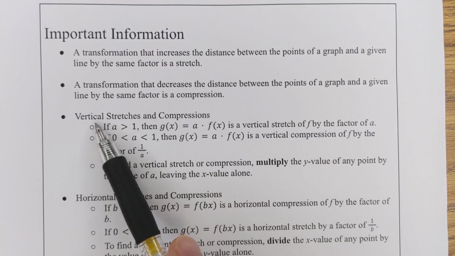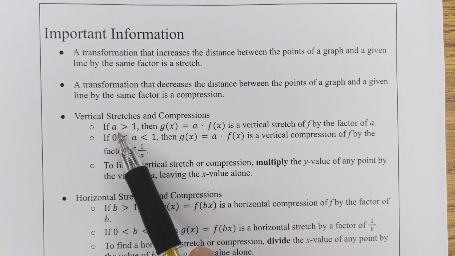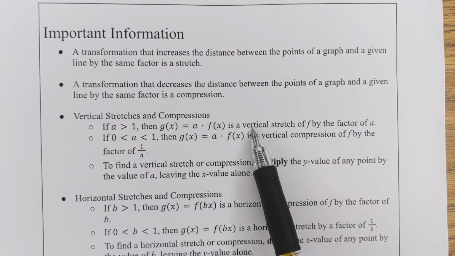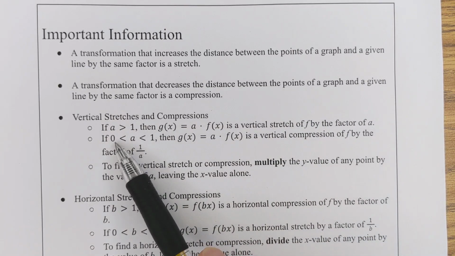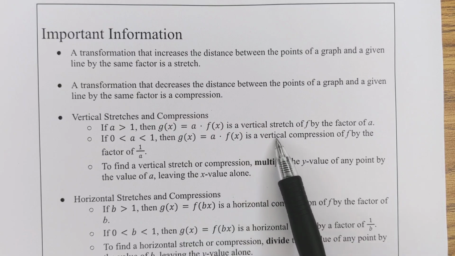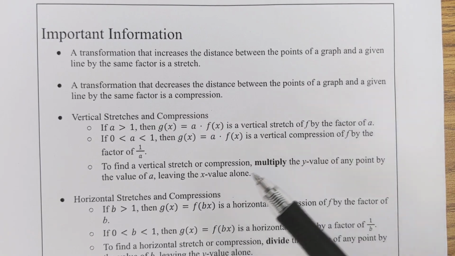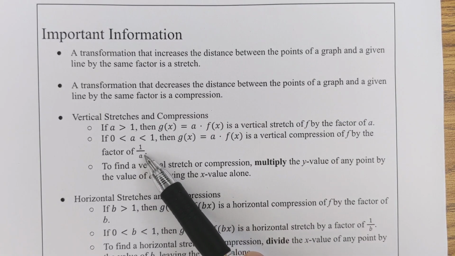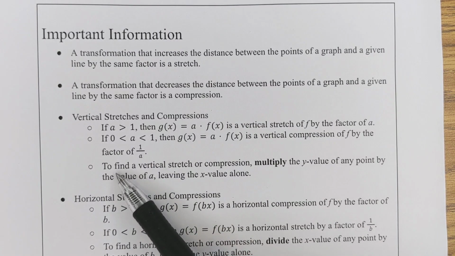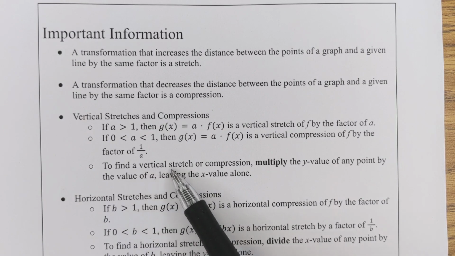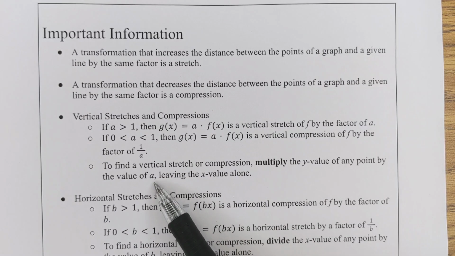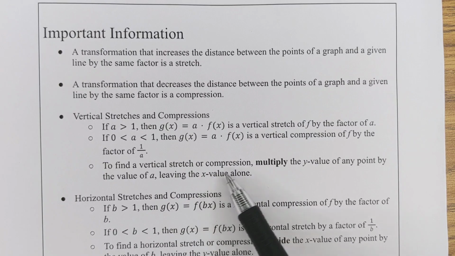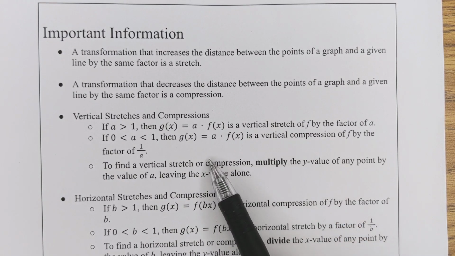compressions. So vertical stretch, if we have this multiplier, we'll call A. If it's more than one, it's a vertical stretch by a factor of A. The graph gets taller. If A is between 0 and 1, then you have a vertical compression. The graph will get flatter by a factor of 1 over A. But we usually just deal with the number itself. To actually do the calculations to find a vertical stretch or compression, you multiply the y value of any point by whatever the value of A is. The x value stays the same because you're just moving the points up and down, not left and right.